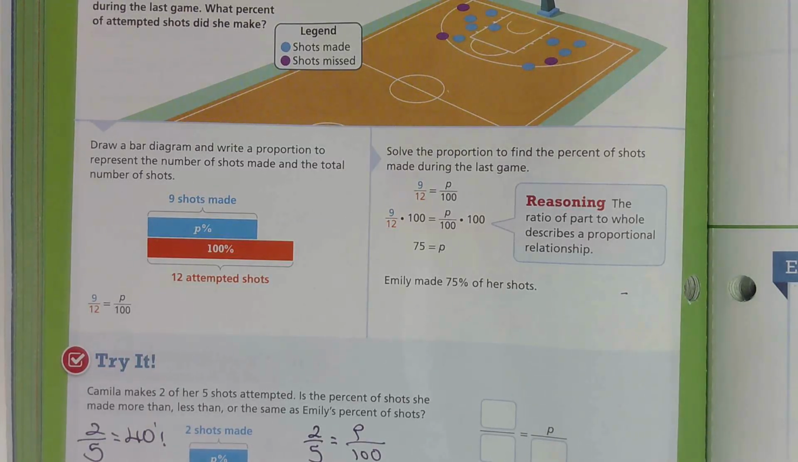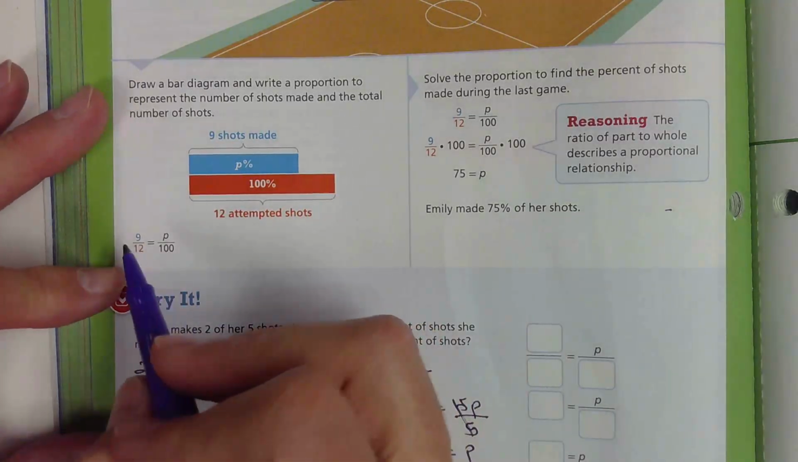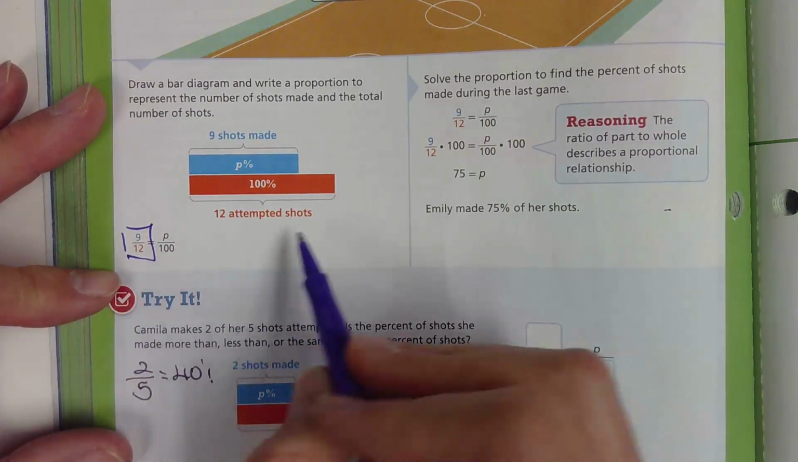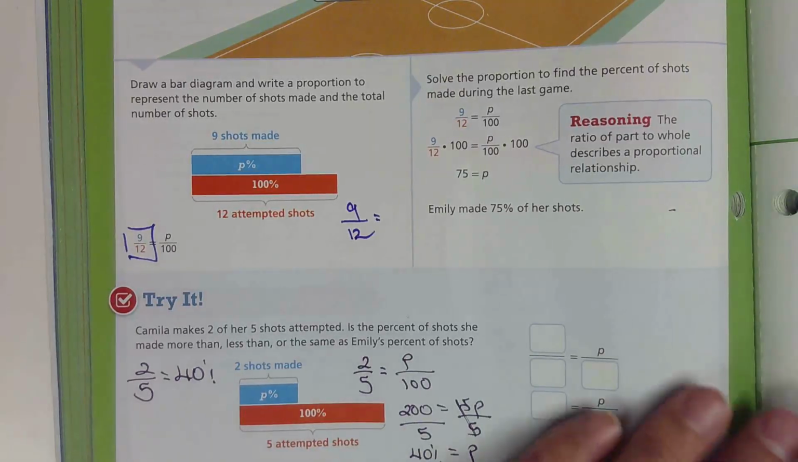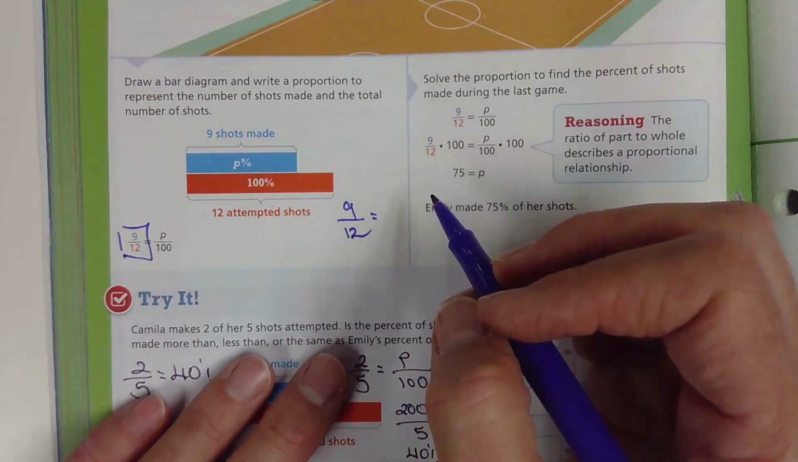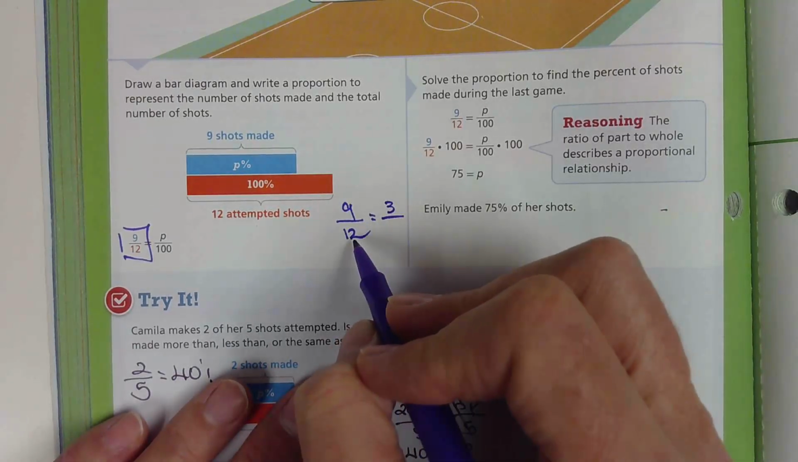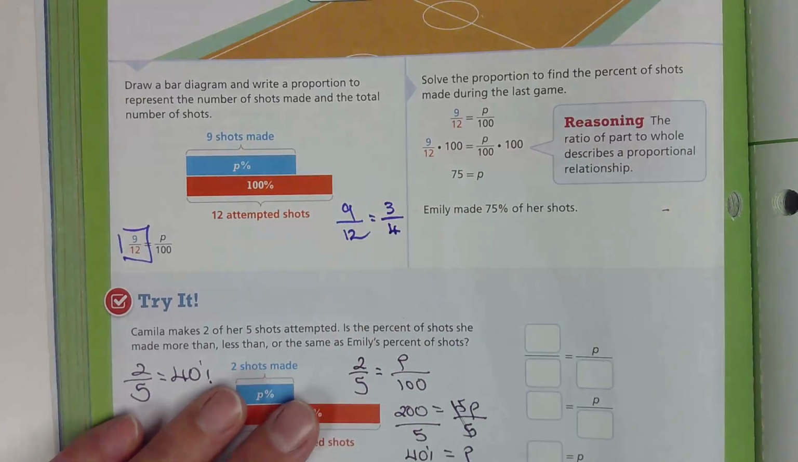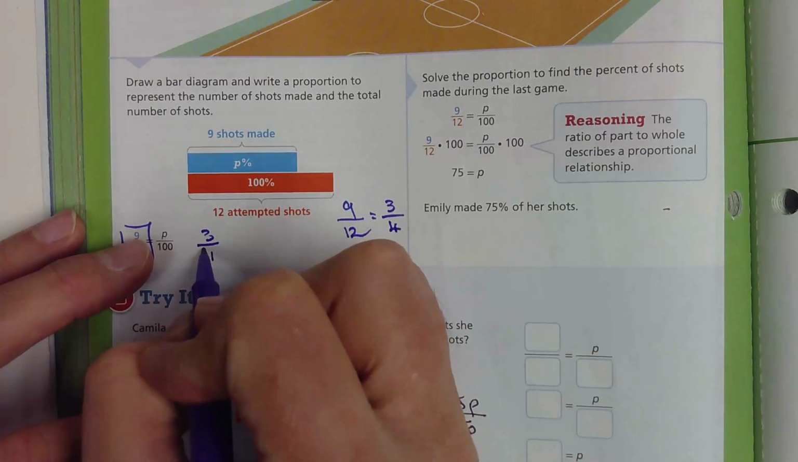Now, I'll point out that some of you probably already realized, well, wait a second here, 9 over 12, I could reduce that. What number goes into 9 and goes into 12 evenly? It's 3. How many times does 3 go into 9? 3 times. How many times does 3 go into 12? It's 4 times.